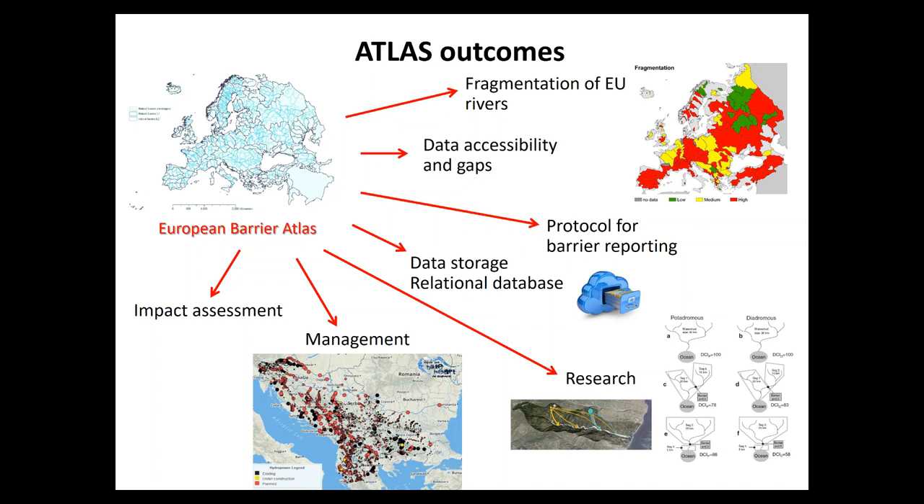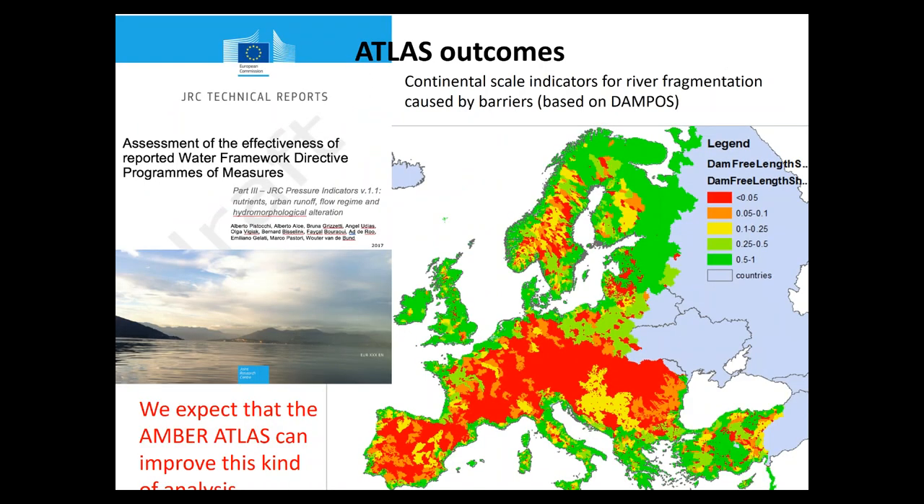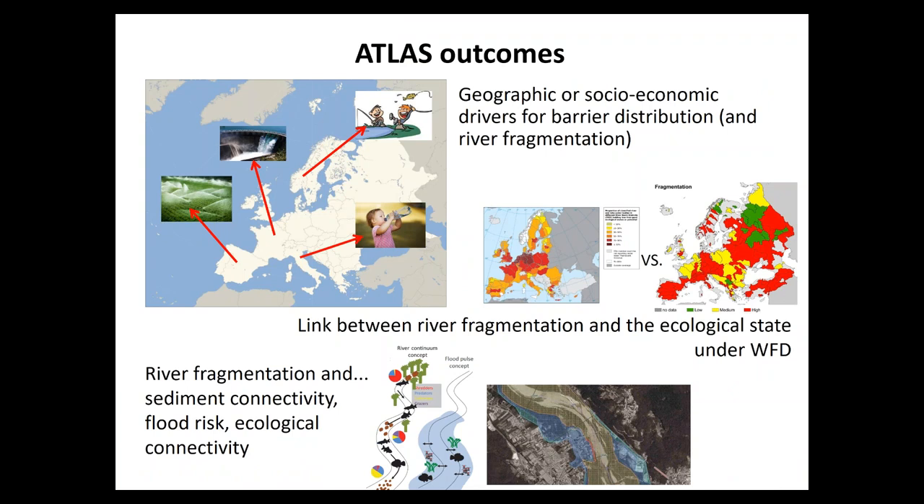And we would like the atlas to support further research advances on the topic of river continuity. So, on one hand, we expect that the Amber Atlas will improve the management of river barriers, with a pan-European analysis on river fragmentation. And on the other hand, we expect that the Atlas will provide a greater picture of river fragmentation, also useful from a research perspective and to link this to the ecological assessment.